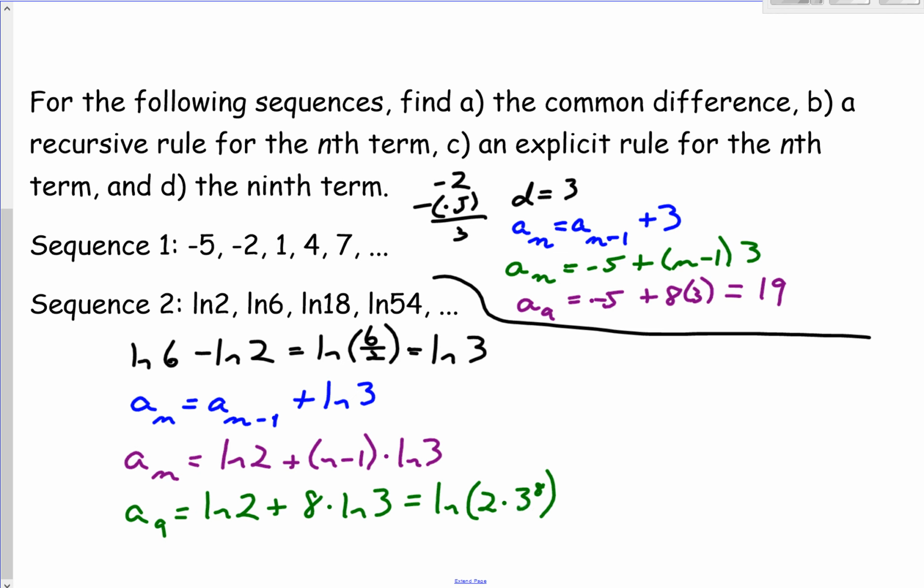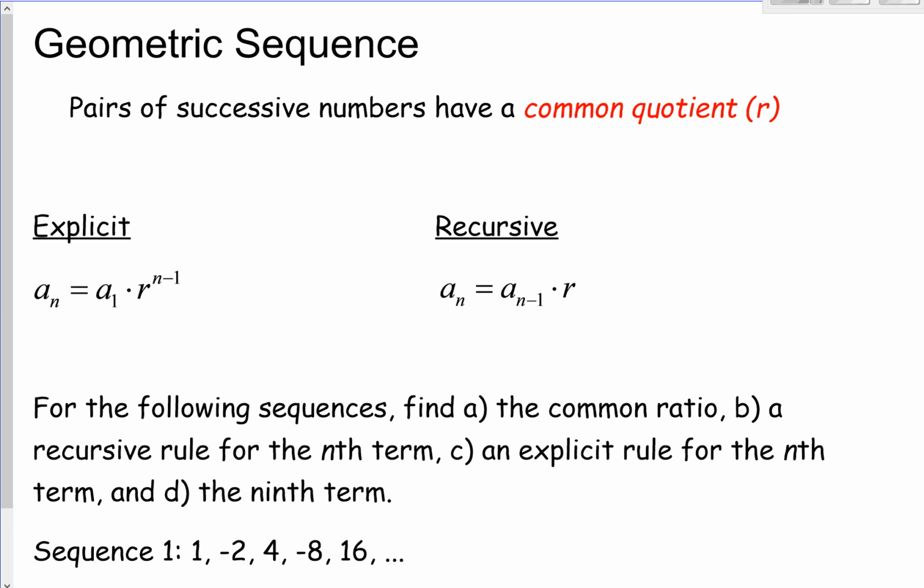So that's pretty much it for arithmetic sequences. Geometric sequences are pairs of successive numbers that have a common quotient, also sometimes called a common ratio. So this time, instead of adding the same thing each time, we're multiplying by it. The classic example is exponential. Exponential functions are most definitely geometric sequences. And so, again, we can write this explicitly or recursively.